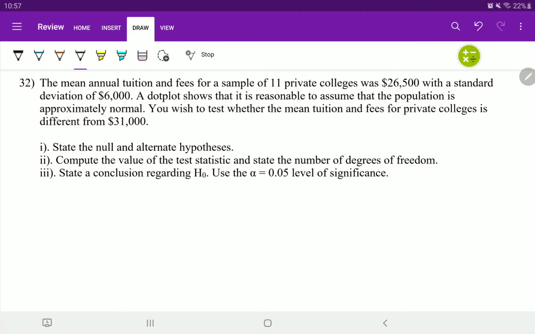What do you say, guys? You want more hypothesis testing? Oh, here we go. I'm going to answer your dreams. They're going to come true.